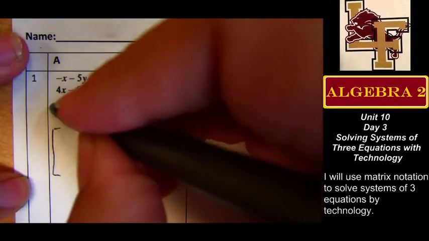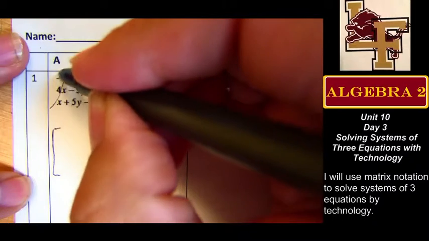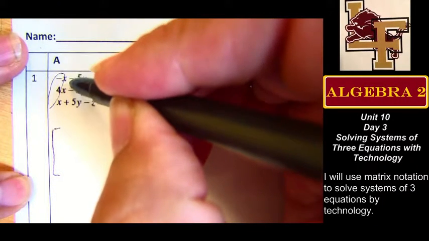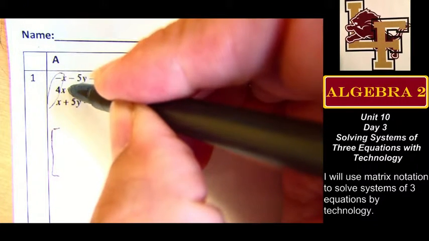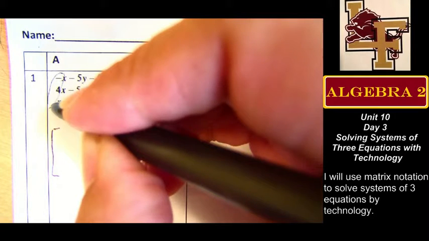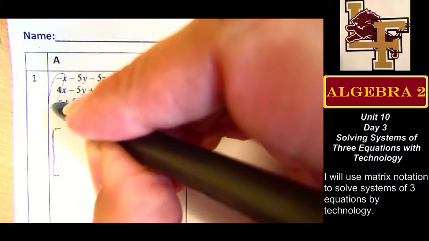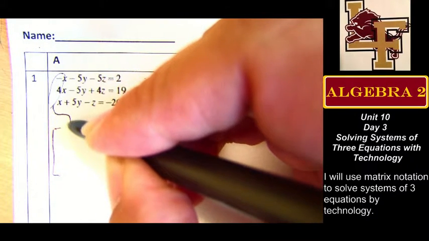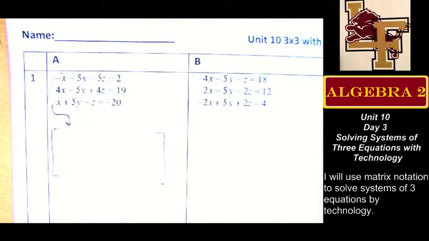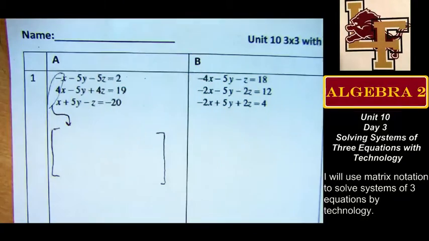The first column of numbers. Notice how all of our variables are lined up, so all of the same kind of variables are in the same column. You're then going to look at the coefficients, the numbers in front of those variables. The first variable's coefficients are going to go in this first column.